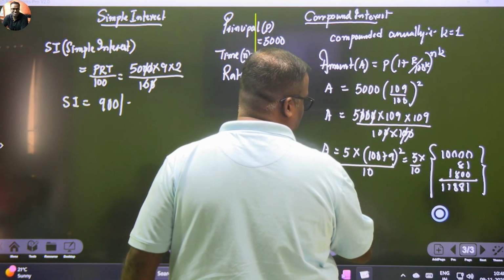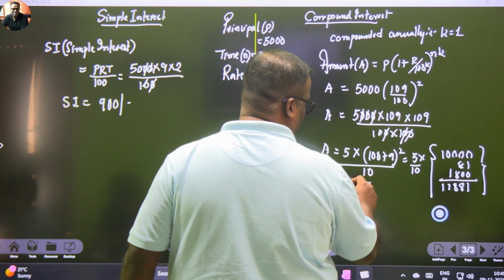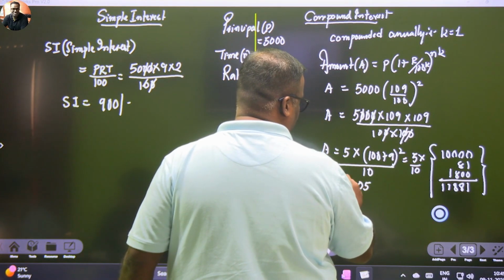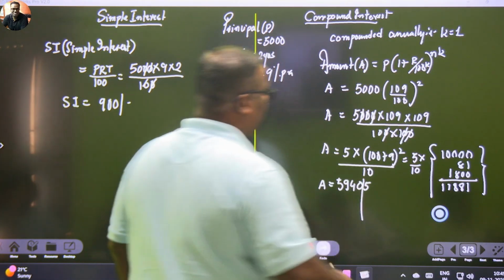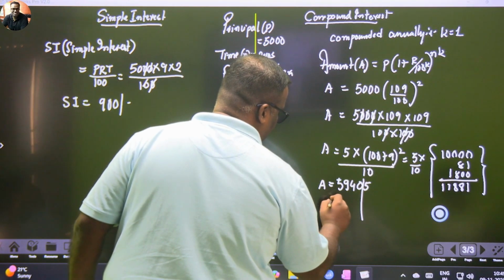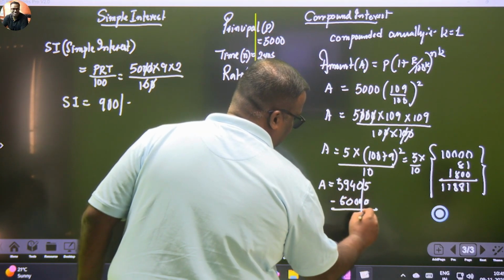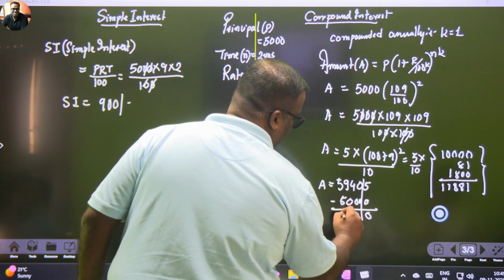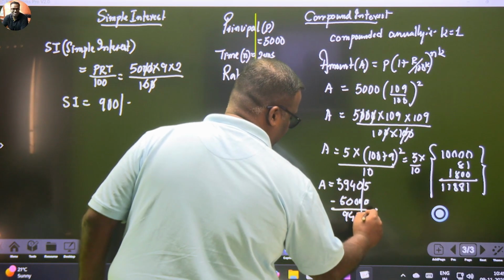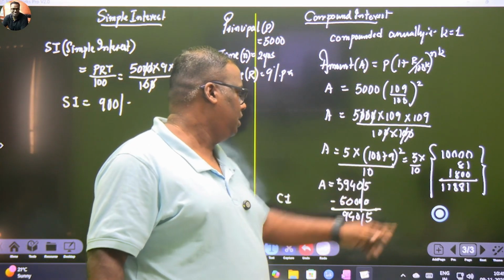So your amount becomes how much now? 5 ones are 5, 5 eights are 40, 0, 4 carry over, 5 8 40 and 4 44, 4 carry over, 5 ones are 5 plus 4 9, 5 ones are 5, and a point will be here: 5940.5, right? So what is the value of your CI? Your CI will be minus 5,000, right? So this is 940.5. We multiplied by 5 and divided by 10.